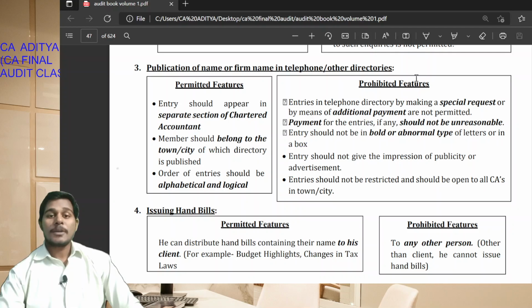Okay, students. Prohibited features. Entries in telephone directories by making a special request or by means of additional payment are not permitted. See students, for entry in the telephone directory, the name of the chartered accountant is to be entered. In such case, for entering that name, payment of additional fee is not permitted. Payment for entry should also not be unreasonable. That is, payment should not be unreasonable for the purpose of entering in the telephone or other directory. Entry should not be in bold letters. That is, the name should not be in bold letters. Okay, students.